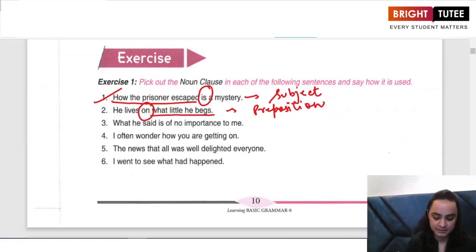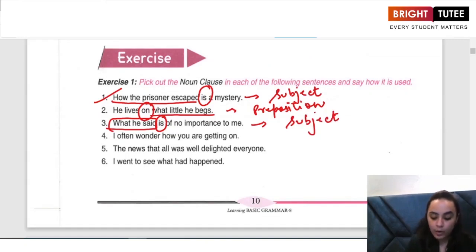Okay, third sentence. What he said is of no importance to me. What is of no importance to me? What he said. This is my noun clause because my answer, what is of no importance? The answer is what he said. And what he said is before a subject. So this is again a subject noun clause.